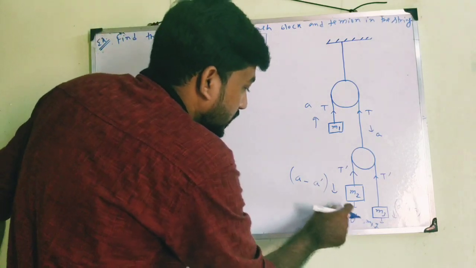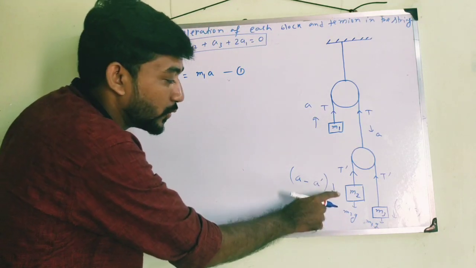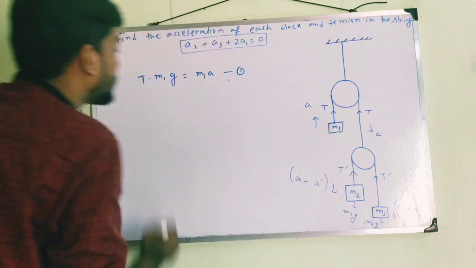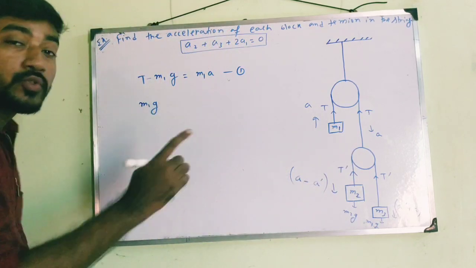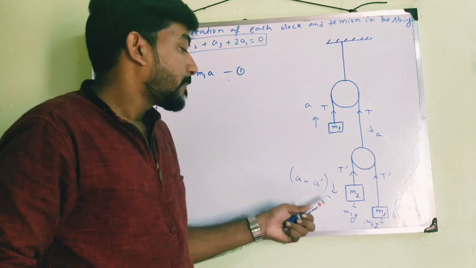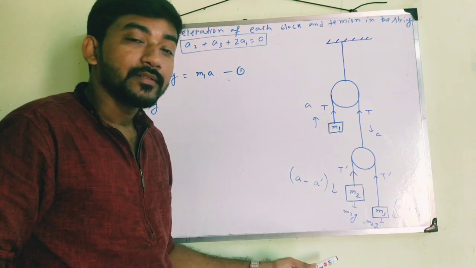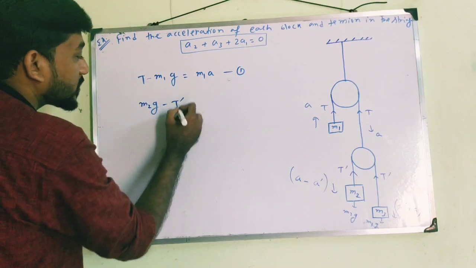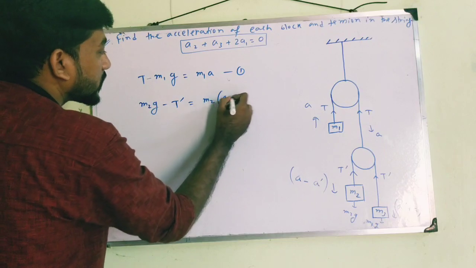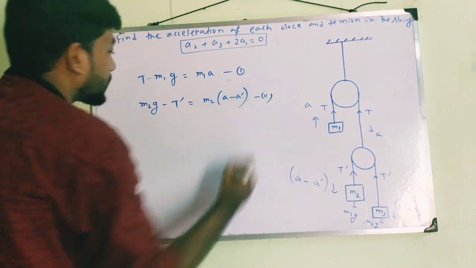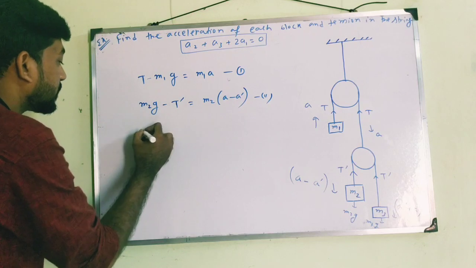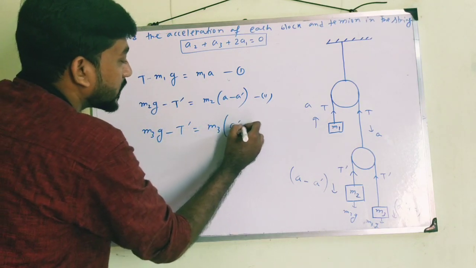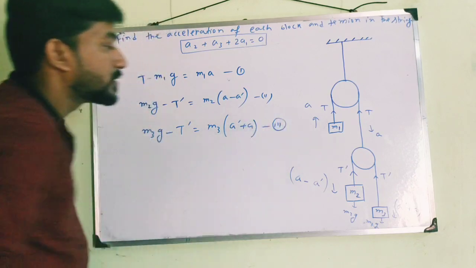And for this, now the system is moving downwards, so we will write the equation of motion in the downward direction. So m2g minus t prime, here we actually use our prediction, so as well as the magnitude we also take the direction. So m2g minus t prime equals m2 into (a minus a prime), equation 2. And here m3g minus t prime equals m3 into (a prime plus a). This is our equation 3.